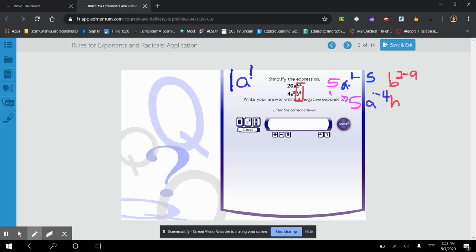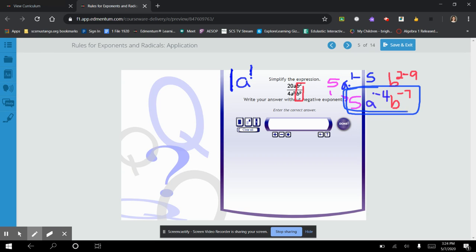Double check it in your calculator. B to the 2 minus 9 is going to be a negative 7. So looking at this answer, what we have written here, we need to double check and say, hey, is this a good answer? Because remember, there's a couple things we can't have in an answer. We can't have more than one of the same variable.